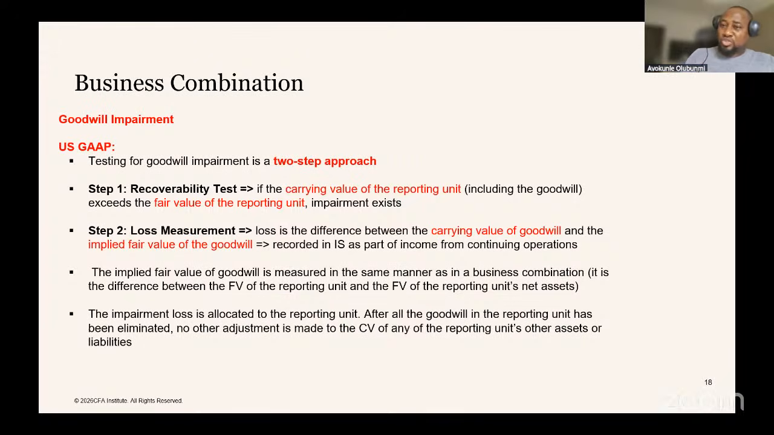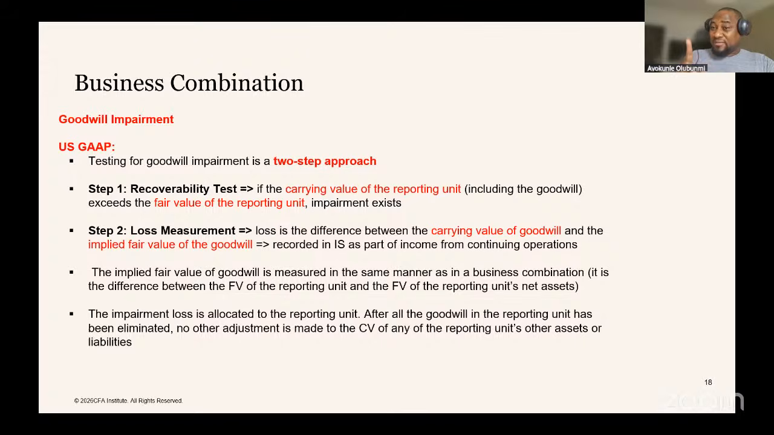Now, the next question is, what do we do on loss measurements? Basically, what we are saying here is that the goodwill that you are carrying, the carrying value of the goodwill, compare it with what should have been the goodwill, assuming you are computing the goodwill today. Based on the information that we have today, what should have been the goodwill? Let's compare it to the carrying value of the goodwill.